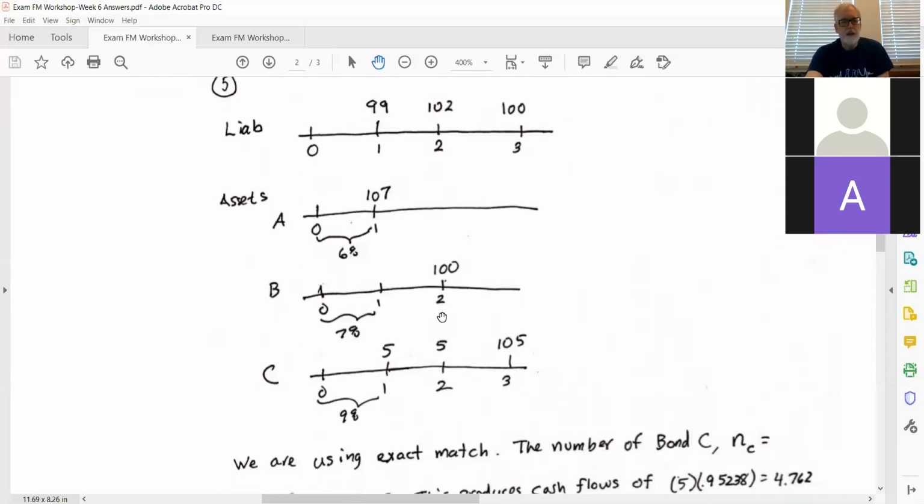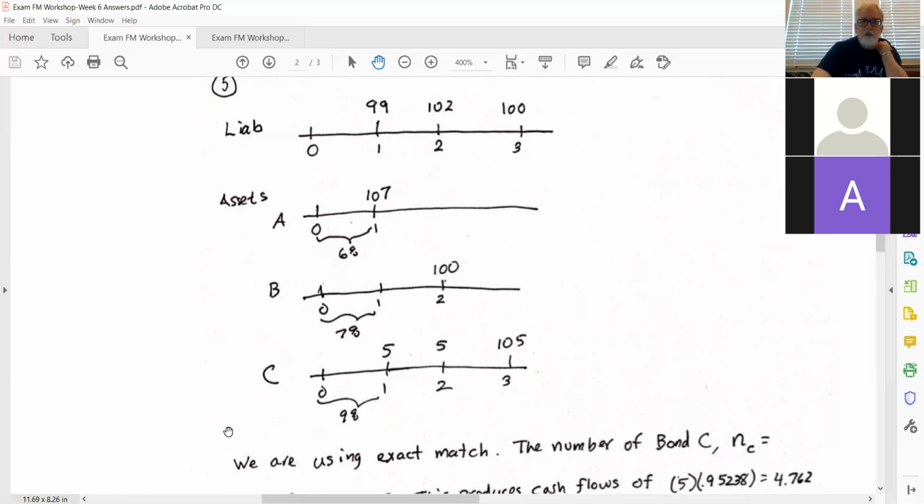All right, number 5, we're given an insurance company must pay the following liabilities: 99 1 year from now, 102 2 years from now, and 100 3 years from now. And they have not 1, not 2, but 3 bonds to choose from. One is a 1-year bond with a 7% coupon. B is a 2-year zero coupon bond. So there's no coupon.